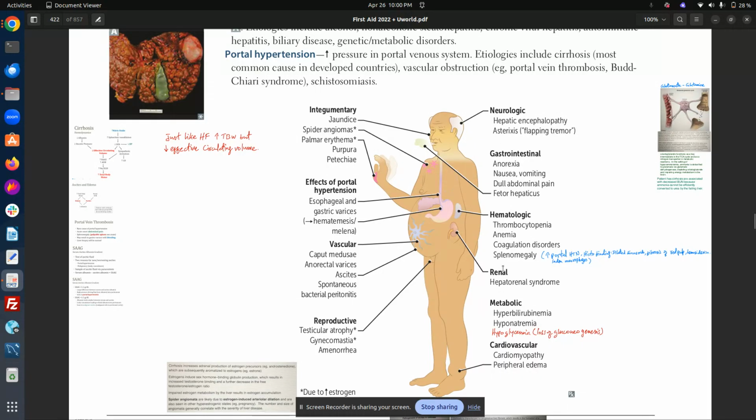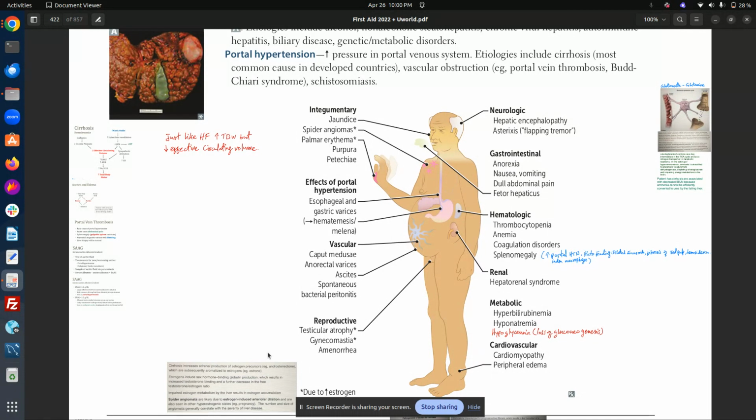Okay, and metabolic features lead to hyperbilirubinemia, hyponatremia, hypoglycemia because of impaired gluconeogenesis in the liver. Cardiovascular features include cardiomyopathy and peripheral edema. Reproductive features include testicular atrophy, gynecomastia, and amenorrhea. Why testicular atrophy and gynecomastia?